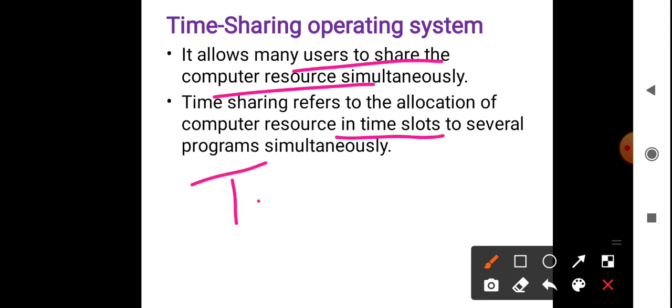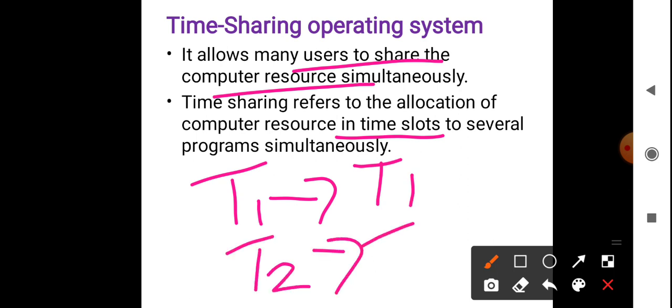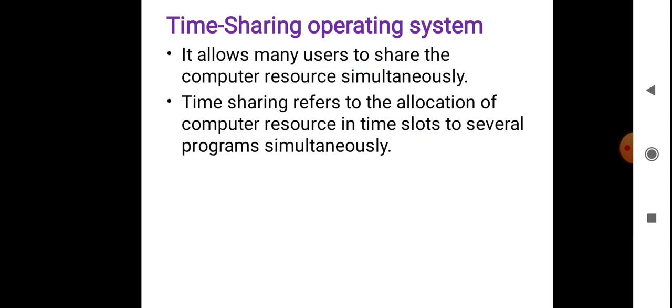So task 1 is given the time T1, and task 2 is given the time T2. Like this, the system will allocate the resources for the particular job to be done. Okay, so this is the time sharing operating system.